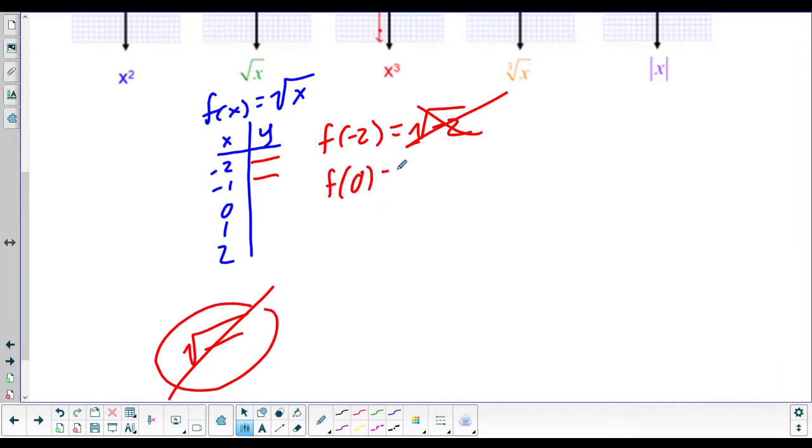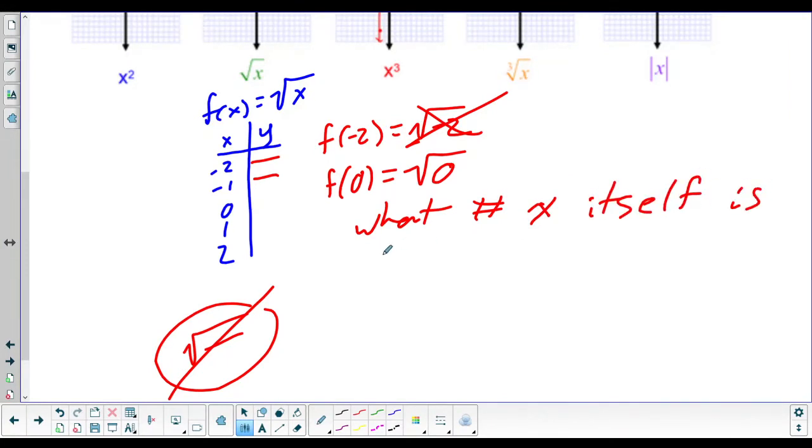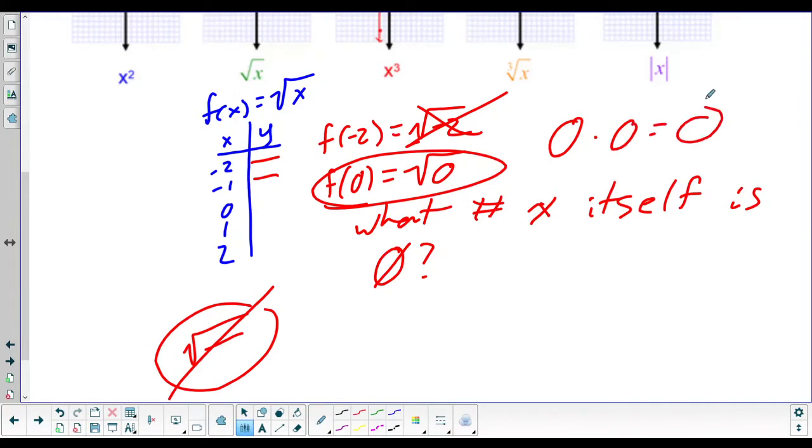All right, let's try 0. F of 0 equals the square root of 0. We're asking ourselves what number times itself is 0. That's the question this is asking. So if you have 1 times 1, that's 1. If you have 2 times 2, that's 2. So what number times itself would be 0? 0, right? 0 times 0 is 0. Okay, so the square root of 0 is 0.